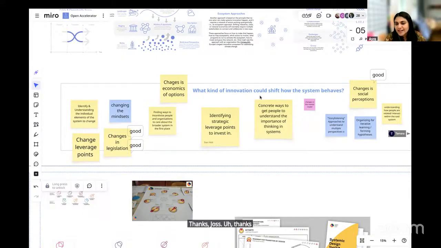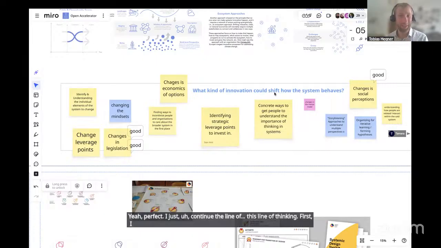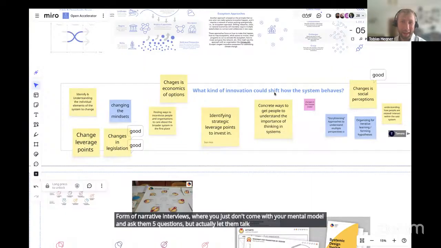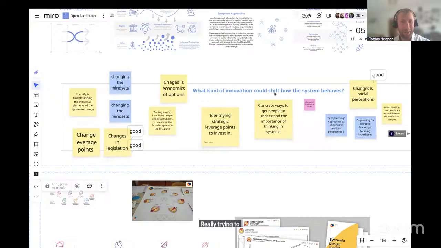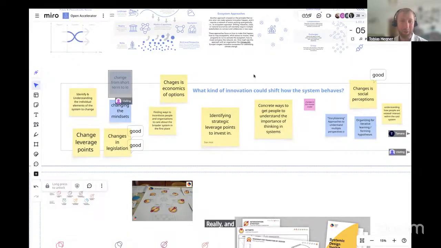Thanks, Josh. Thanks, everybody else. I think Tobias had his hand raised, so maybe you can go. Perfect. I'll just continue the line of thinking. First, I wrote story listening approaches, anything that shows you what people are thinking, where they're at in their thinking, basically. And I really like this form of narrative interviews where you don't come with your mental model and ask them 5 questions, but actually let them talk and really explore their story, where they're coming from. And what Hans told us about as well really resonates with me in that way. The other thing I'm really exploring right now for my own organization is organizing for iterative learning, forming hypotheses, and trying to guess where you are at and what kind of feedback you get. And then you organize projects in a different way than just planning for 3 months. When you don't plan for learning, I think something is missing, because you don't get to the feedback, and don't try to distribute cooperatively.